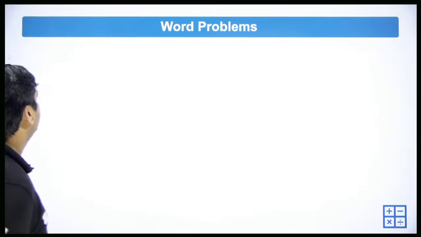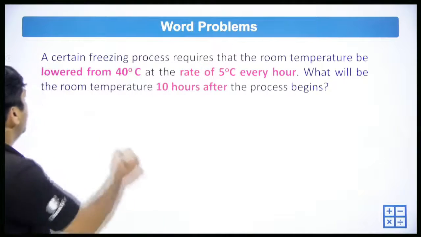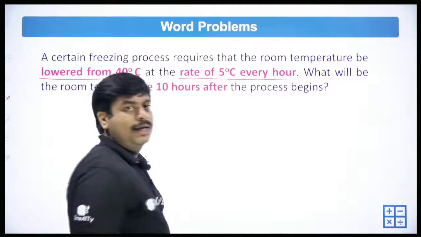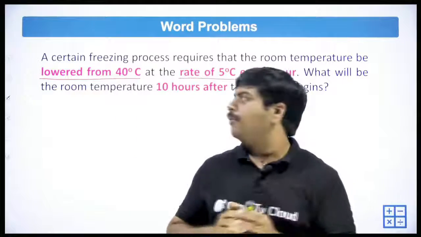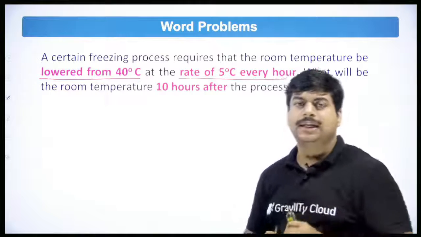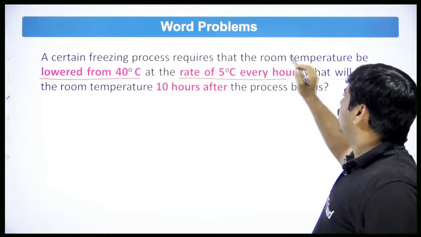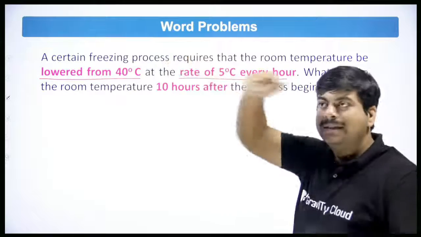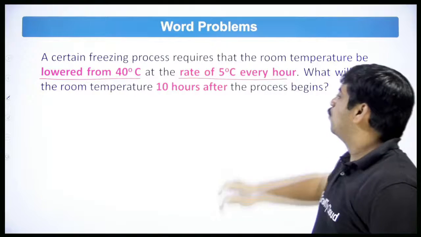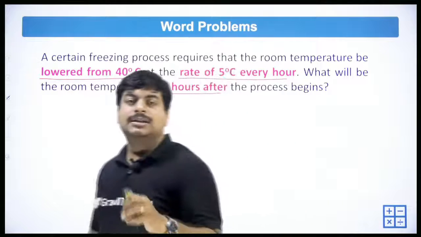A certain freezing process requires that the room temperature be lowered from 40 degrees at the rate of 5 degrees Celsius every hour. So there is some process going on, a freezing process. What is the condition there? The initial temperature is 40 degrees, and from there it is being reduced at the rate of 5 degrees every hour. The room temperature being lowered means reducing. What will be the room temperature 10 hours after the process begins?